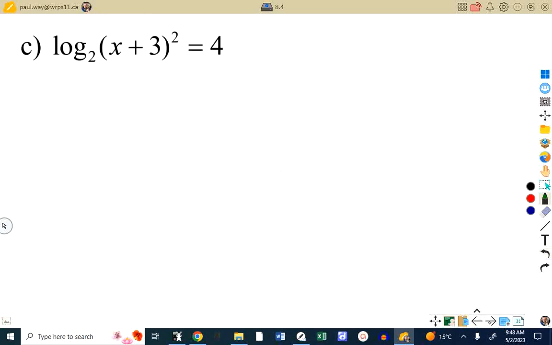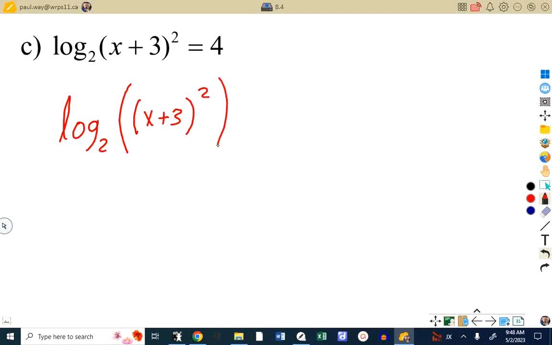Right. Log base 2 of (x plus 3) quantity squared is equal to 4. Let me rewrite this to indicate to you that this means log base 2 of (x plus 3) quantity squared. It's implied. The squared doesn't apply to the logarithm. It applies to the argument of the logarithm. If it was applied to the logarithm, then you would see this.